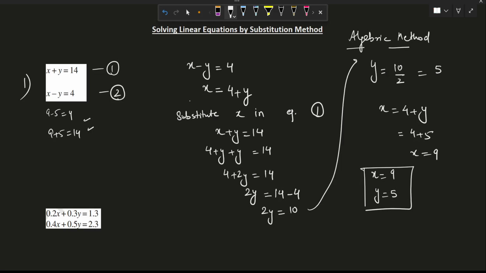I hope the method is clear. What we have to do is, step 1, represent one variable in terms of another. Either you can take x in terms of y, or you can take y in terms of x, whichever you feel is easier. Then put that value of the variable in the other equation and solve using one variable simply by transposition. Then whatever value of one variable you got, put it back in the first equation and get the other variable value also. Fine. Now let's move to the next example.